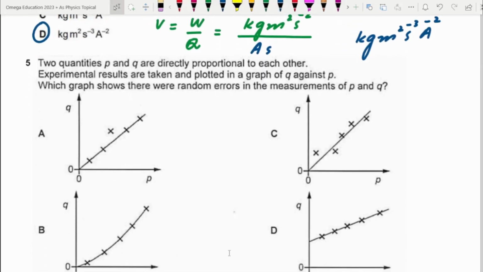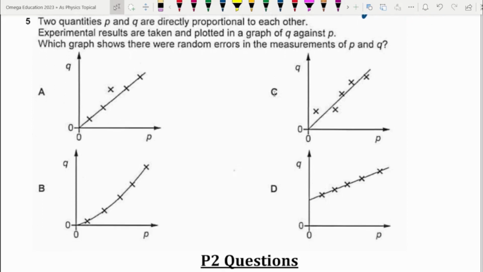Now, which graph shows that there were random errors in the measurement of P and Q? If there are random errors, then the values or the measurements would be scattered around the mean value. So that's why I will be drawing the line of best fit. So C is the right option for this one, because your values would be scattered all over the line.